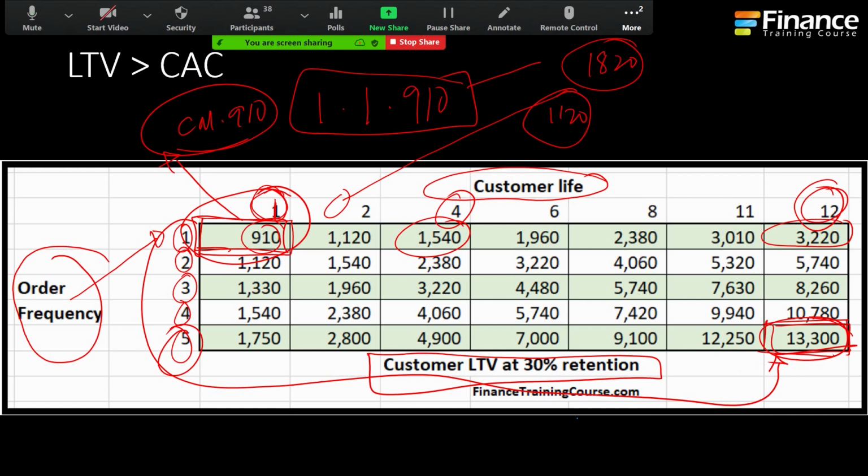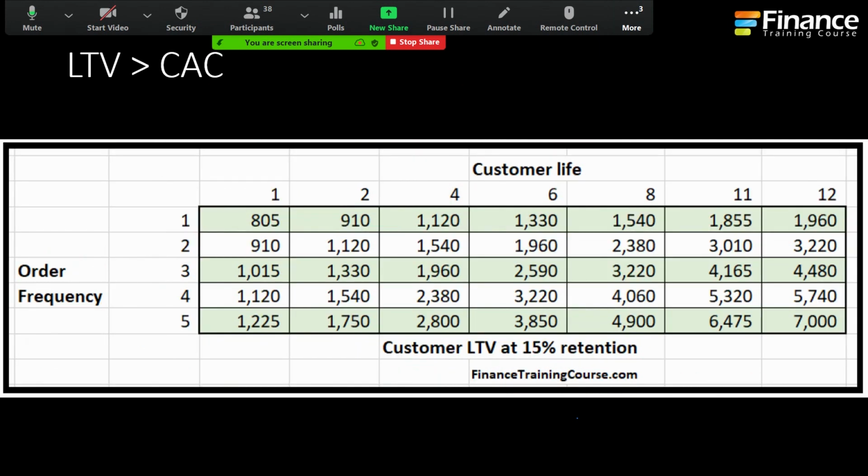Okay. So this is at 30% retention, right? Now, let's say if you reduce the retention, if you say, no, my customer experience is not that great, people are not happy, they're upset, they're actually angry, and my retention drops to 15%. What happens with that 13,300? It becomes 7,000. This becomes 805. Does that make sense? So retention is also a factor.